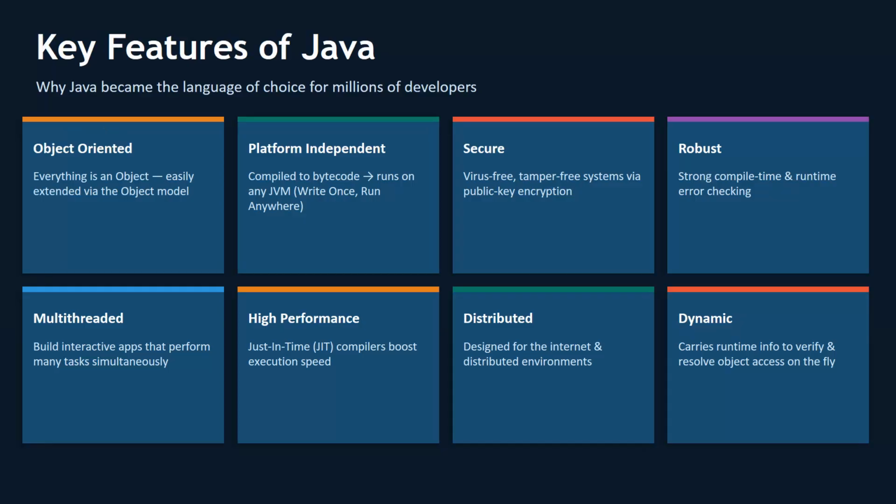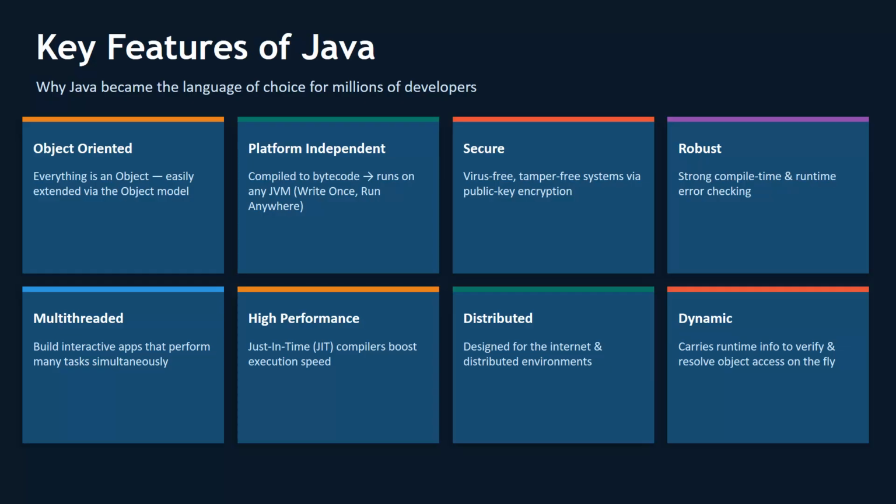The key features of Java: we say that Java is widely used because it's object oriented. That means that everything is an object and they are easily extended by the object model. Therefore, once everything is an object, you can build them into a modularized format, whereby you can have different classes and different methods, and all of them are called into one main class to be executed.